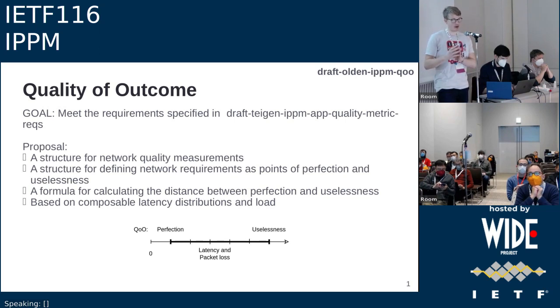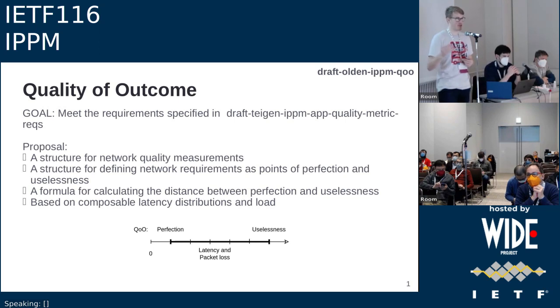The property of defining what we mean by perfection, where if the network becomes better than that, it's better than perfect, and we can be sure that the network is not the cause of any performance issues at the app layer. And then another point, the point of uselessness, where if the network is worse than that, then it's worse than useless, and we don't care about how much worse than useless it is. It's just that this application has no chance of working well over this network.